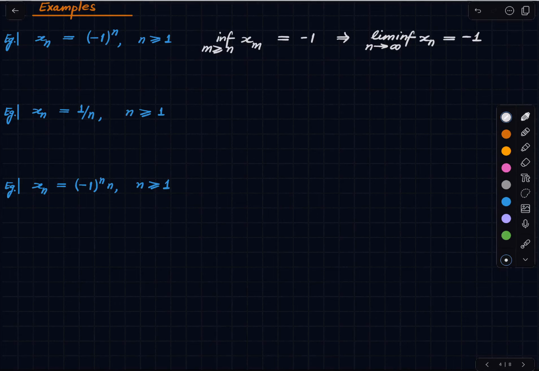And similarly, you can show that the limit superior is +1. So the limit inferior and the limit superior can disagree. No surprises there. What about this guy?